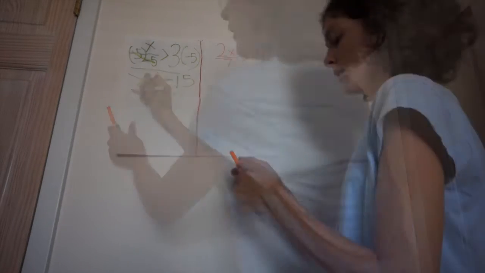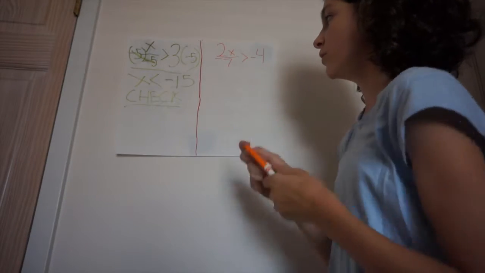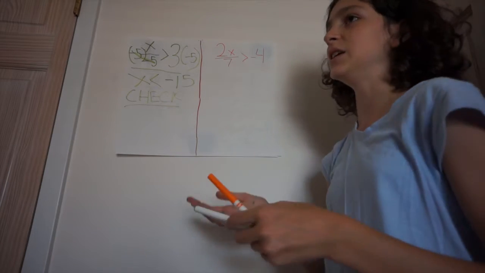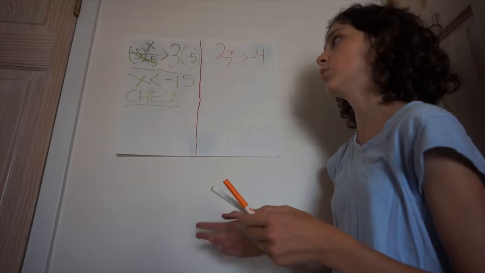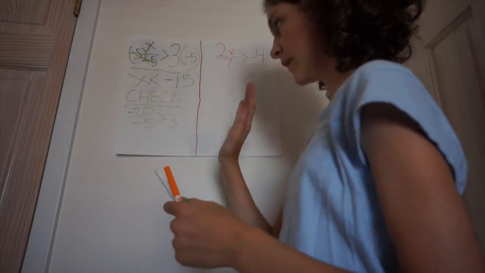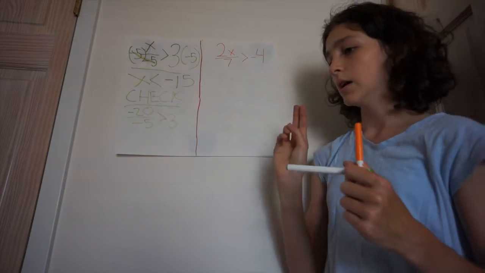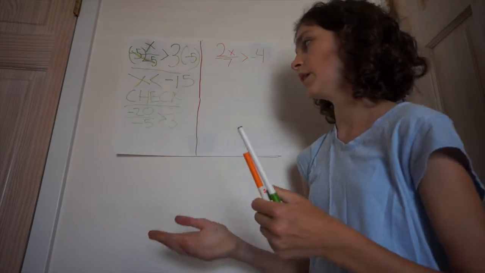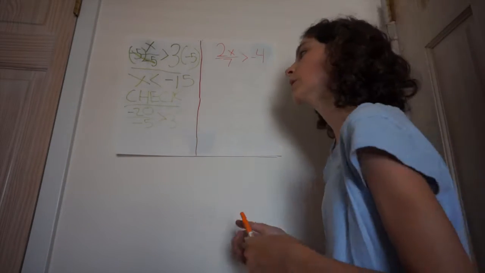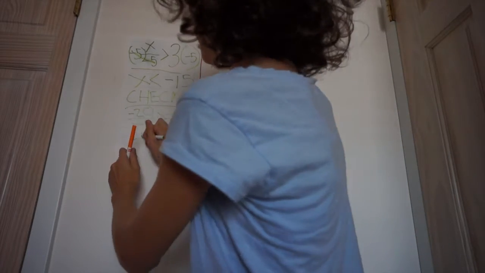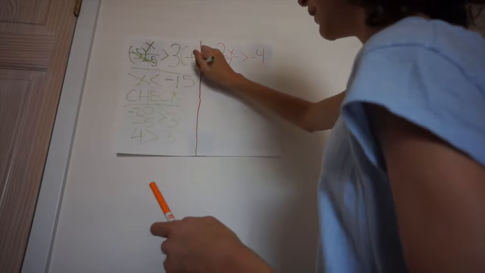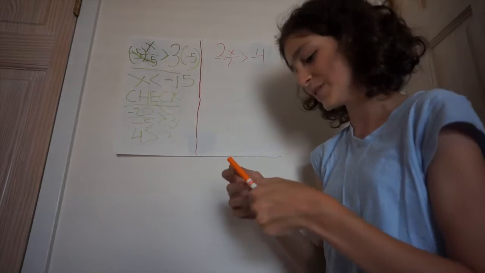Check it: anything less than negative 15. So how about negative 20? Negative 20 divided by negative 5, since there's an even amount of negative signs, would simply be 20 divided by 5, which is 4. So 4 is greater than 3, so it works. I don't think I have enough ink for a good check mark, but still, I tried.